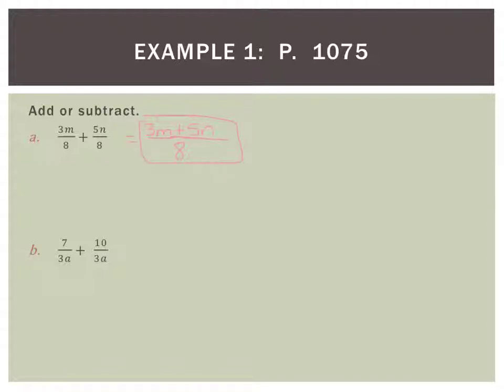On B, we have 7 over 3a plus 10 over 3a. So again, we have a common denominator of 3a. So I'm going to add 7 plus 10 is 17. So I have 17 over 3a, and again, there's nothing that I can do to factor or simplify, so this is also in lowest terms already.